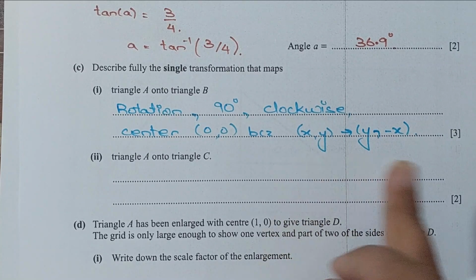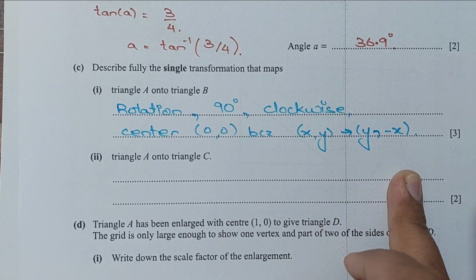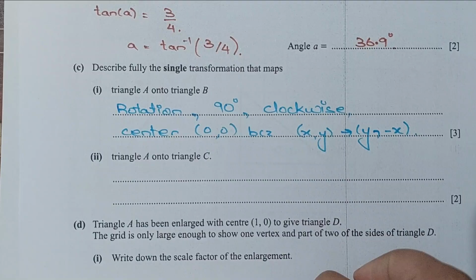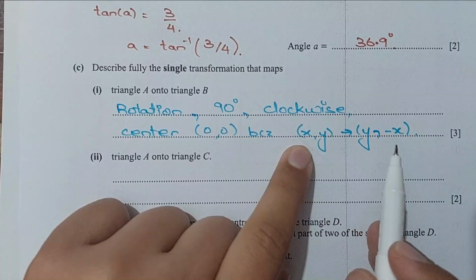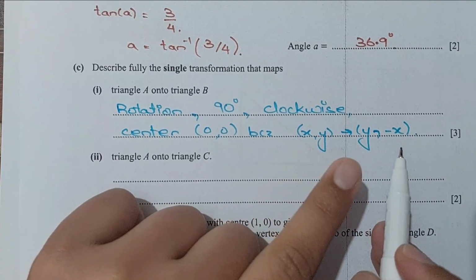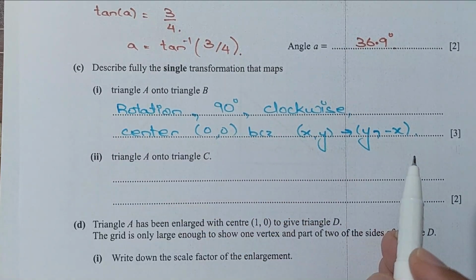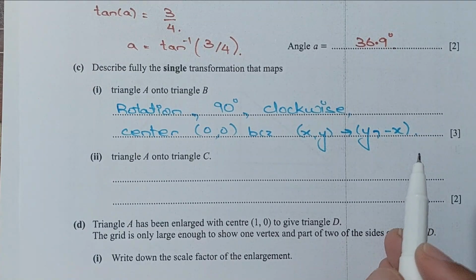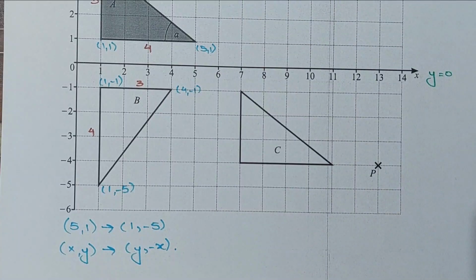Or if you do not remember these coordinate rules, because for the origin, when the rotation is about the origin, 90 degrees clockwise, anti-clockwise, 180 degrees, 270 degrees, there are some specific formulas for the coordinates. You must remember this. If you do not know at the time of the exam, then you can also use tracing paper to find the center of rotation, which I already showed you in many of my previous videos.